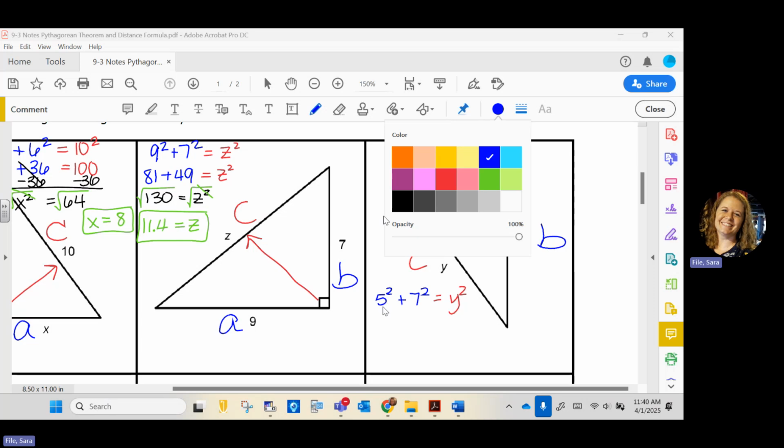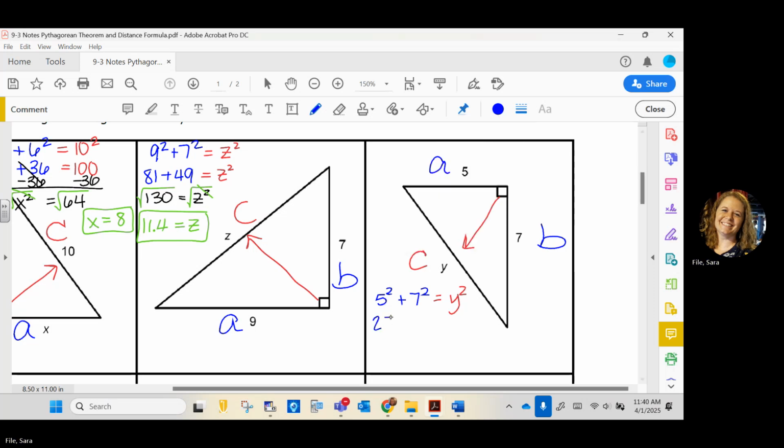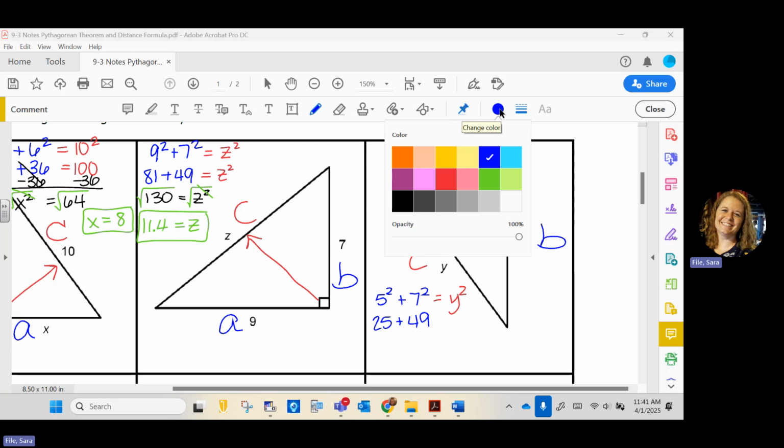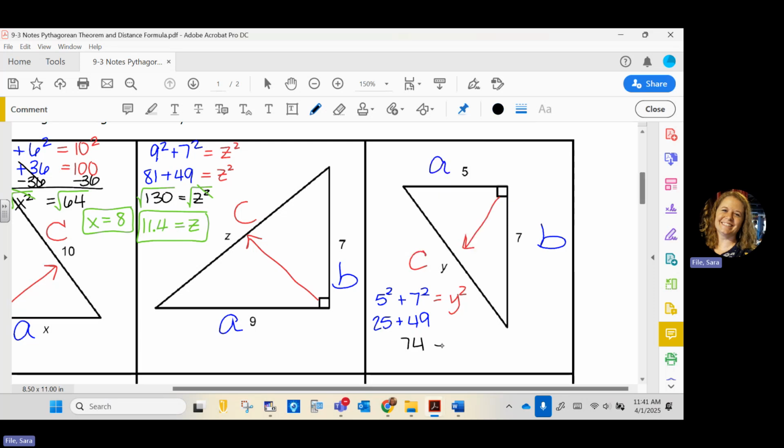All right, so then 5 squared is 25. 7 squared is 49. If you wanted to do that all at once in the calculator, just type in 5 squared plus 7 squared. It'll work the same. It comes out to 74. So we end up with 74 equals Y squared. And then we have to take the square root. This one is not a perfect square, so we're going to have a decimal and we're going to round to the nearest tenth. And it comes out to 8.6.